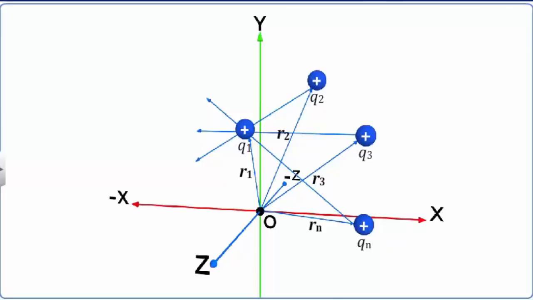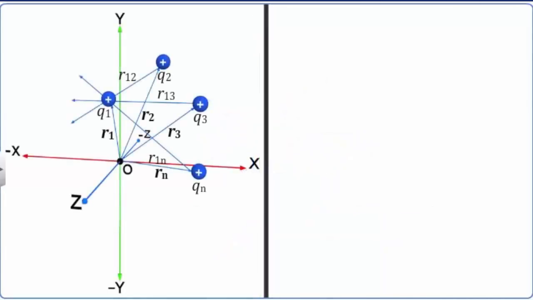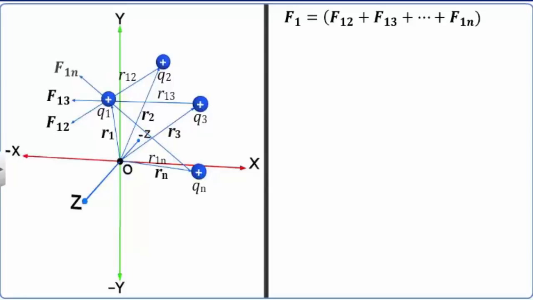The individual forces are unaffected by the presence of other charges in the configuration. This principle is called the principle of superposition. For example, if the charge Q1 is considered, then, according to principle of superposition, the net electrostatic force on the charge Q1 is F1 equal to F12 plus F13 plus so on till F1n. Let this be equation 8.